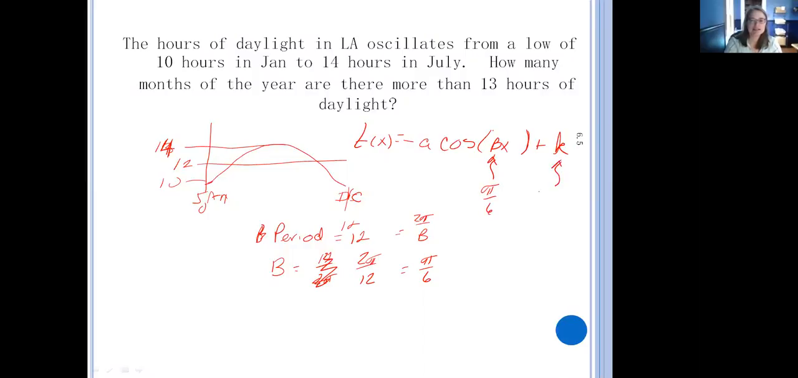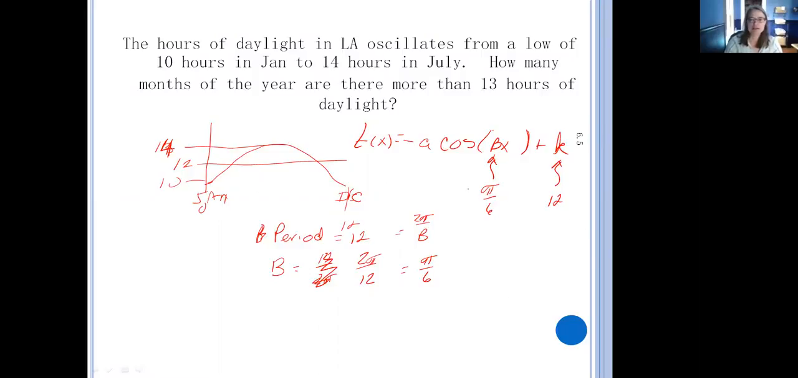My k is just the position of my midline, which is 12. How do I get A? Well, remember that cosine normally oscillates between 1 and negative 1, so it's got an amplitude of 1. I've been saying that wrong for a while. The amplitude is actually half of the distance from peak to valley. So the amplitude is the distance from the midline to the peak, or the midline to the valley. So this has got an amplitude of 2.